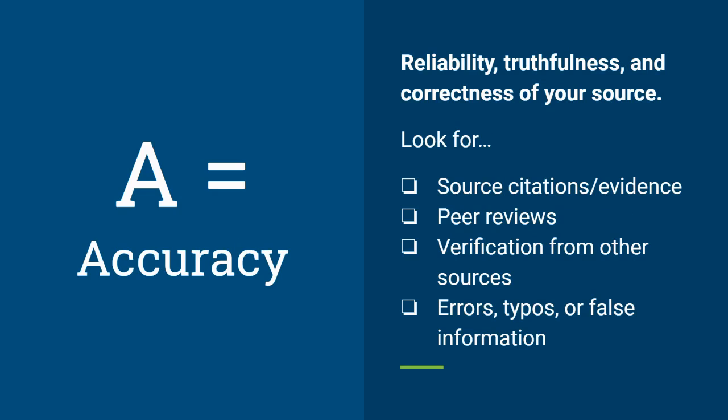The second A in CRAAP is accuracy. This is where you're really going to look at the truthfulness and the correctness of your source. You want to look that the author has provided not just opinions, but has provided sources and evidence. You want to look specifically for science. You want to look for peer reviews. You want to see that this is verified by other sources, not just from the authors themselves.